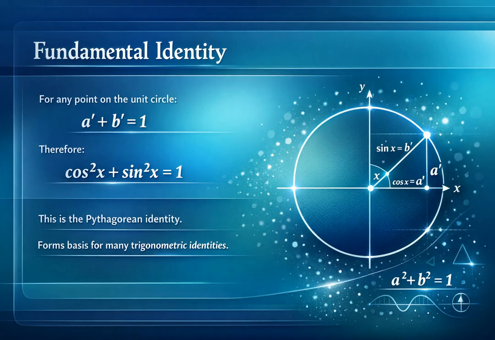Since every point on the unit circle satisfies a squared plus b squared equals 1, we get the fundamental trigonometric identity: cos squared x plus sine squared x equals 1. This is also called the Pythagorean identity, and it forms the basis for many other trigonometric identities.